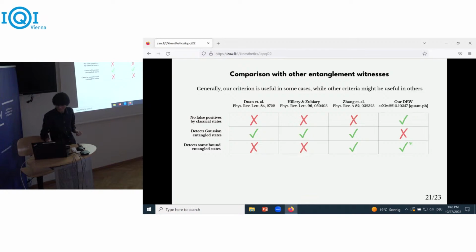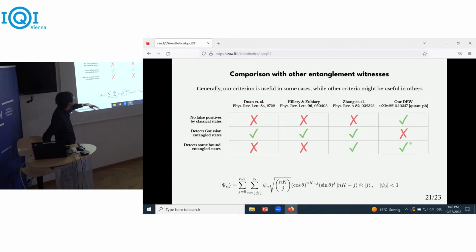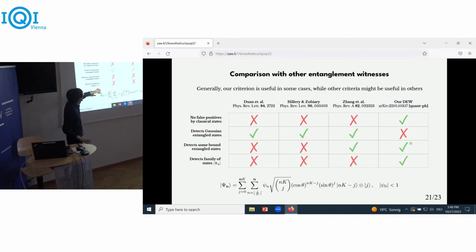Just haven't found any. And for a very specific example, a family of states, we constructed this peculiar family of states. And we could show that actually none of these criteria can detect these states, while ours can. I'm not saying anyone should prepare this, but this is just to say that our criteria cannot detect Gaussian entangled states. And so there might be a worry that it's a subfamily of these bigger families, but this kind of shows that it's just not the same family.